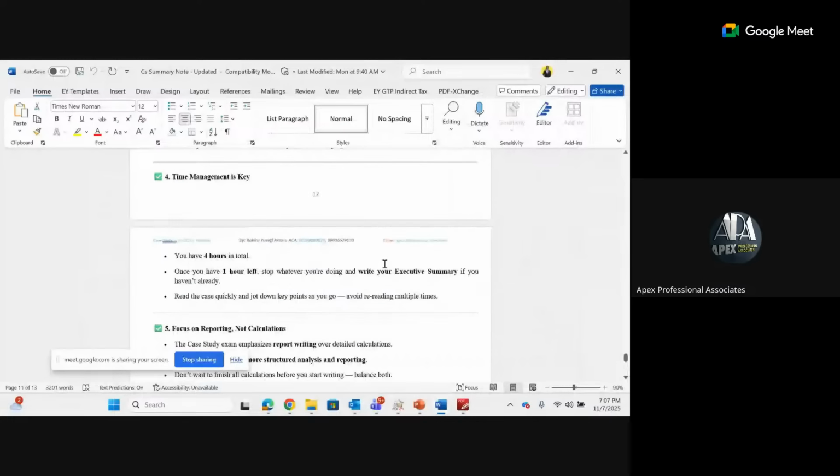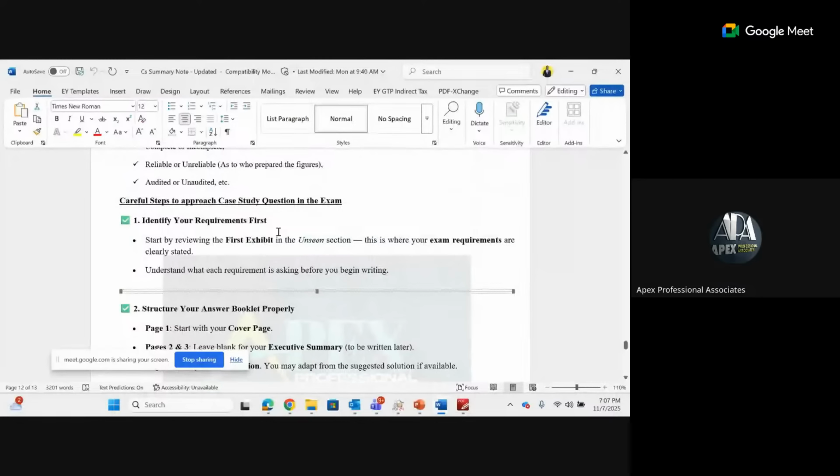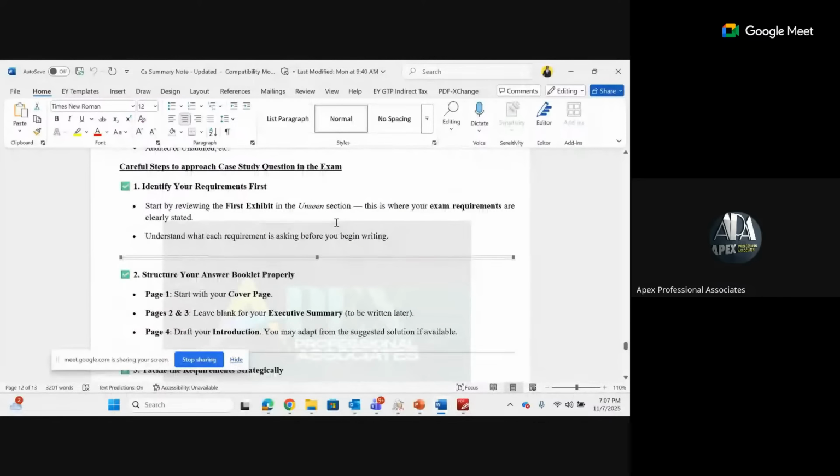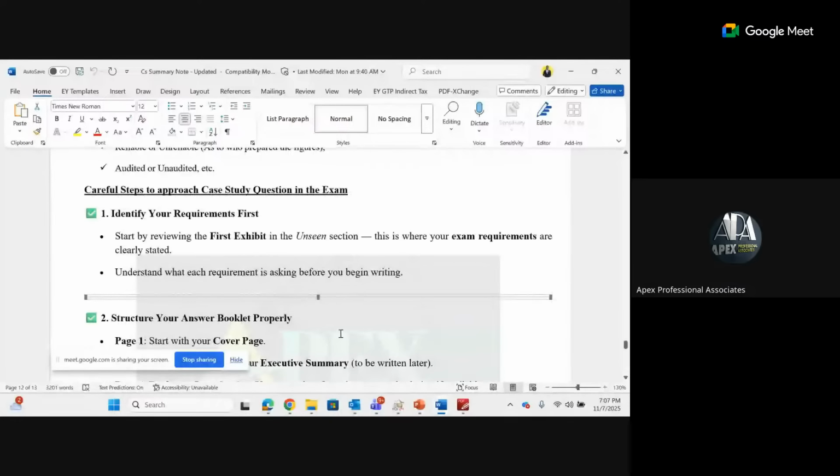Can you see this? I want to walk you through the careful steps to approach a case study question in the examination hall. So let's go through these steps one after another. By the time you get your question paper in the exam, the first thing you need to do is to identify your requirements. Do you understand? Identify your requirements. Start by reviewing the first exhibit in the unseen. This is where your exam requirements are clearly stated.